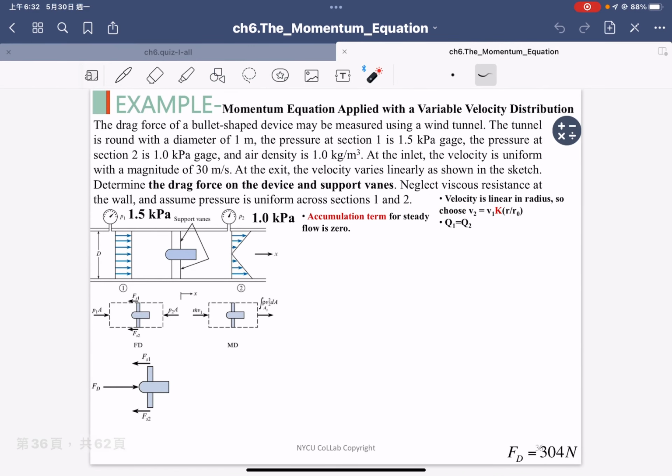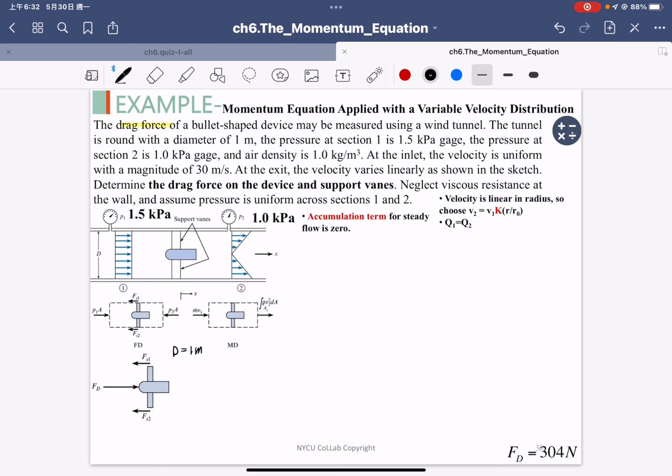Okay, so let's look at the exercise. In this exercise we discuss the drag force on a bullet-shaped device, which may be measured using a wind tunnel. The tunnel is round with a diameter of 1 meter. We summarize some parameters here. D is 1 meter, and the pressure at section 1 is 1.5 kilopascals.